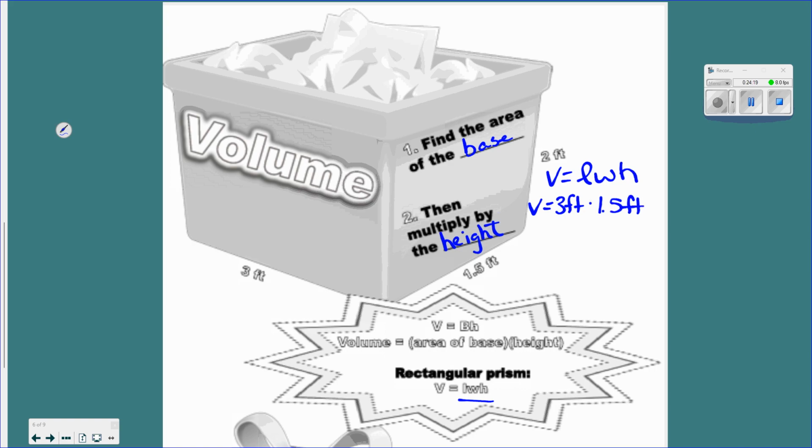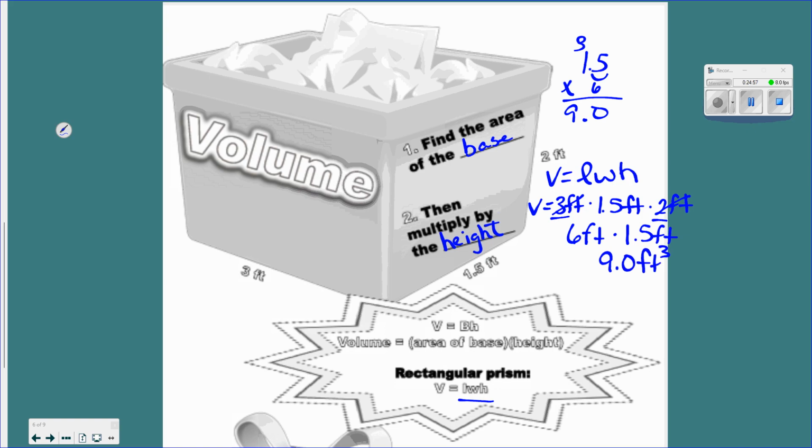I'm going to start with my whole numbers. 3 times 2? Okay. So I have 6 feet times 1.5 feet. So I'm going to work that out here. 6 times 5? 6 times 1, plus 3? There's one number after the decimal, so there should be one number after the decimal in my answer. So I get 9 feet cubed. Any questions about that one?